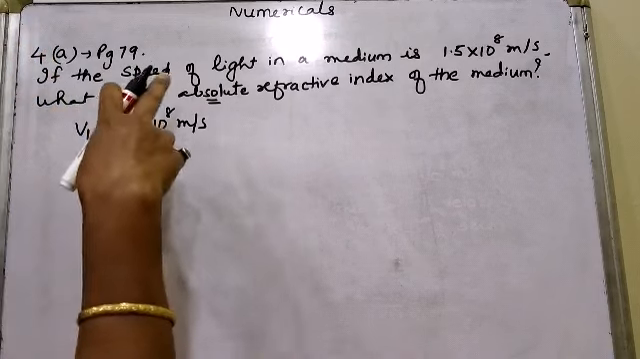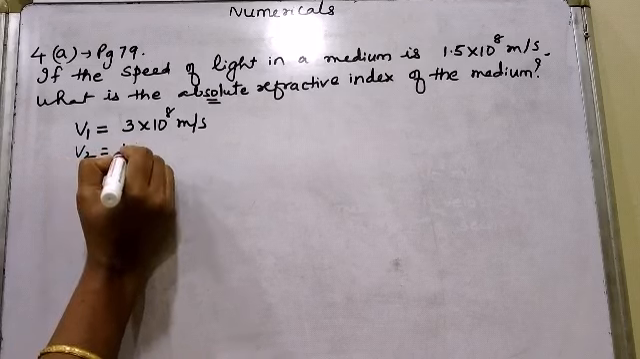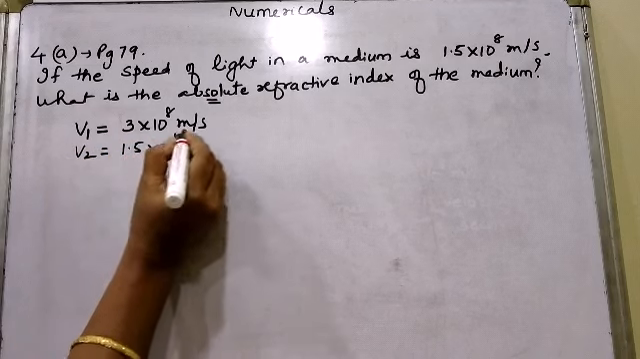Now the speed or the velocity of light in the medium, that is in the second medium, is 1.5 into 10 raised to 8 meters per second.